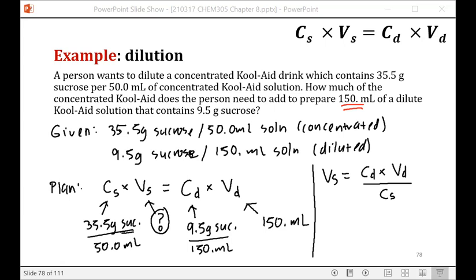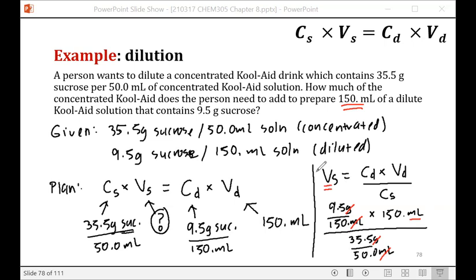So if we now plug that in, we get 9.5 grams over 150 milliliters times 150 milliliters divided by 35.5 grams for every 50 milliliters. And if we check our units, milliliters and milliliters cancel out here, grams and grams cancel out, and we're going to just be left with milliliters, which we're trying to find a volume. So that's good, that checks out: we're trying to find a volume and we're left with units in milliliters.